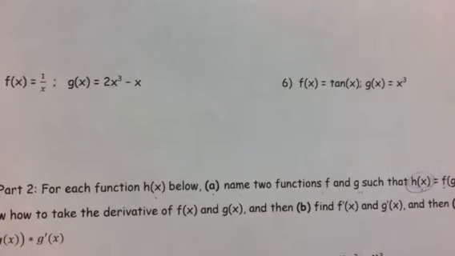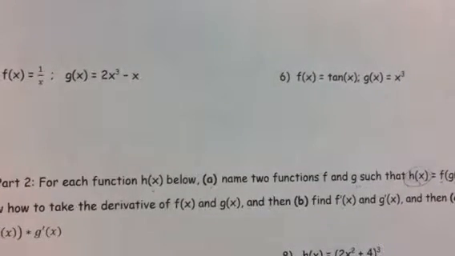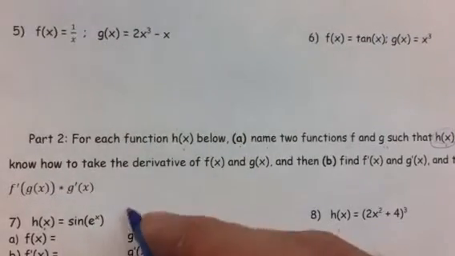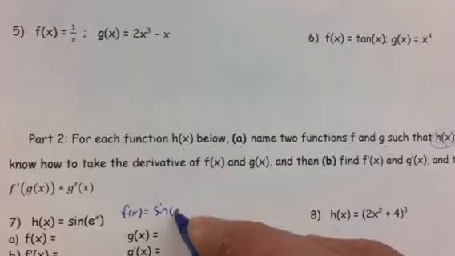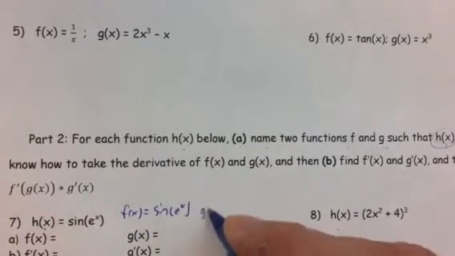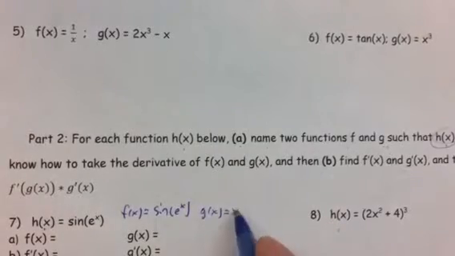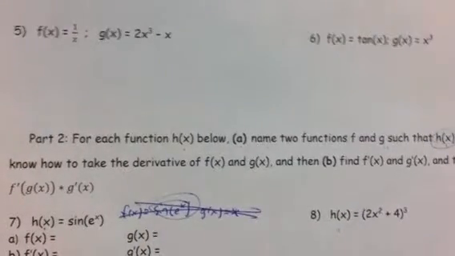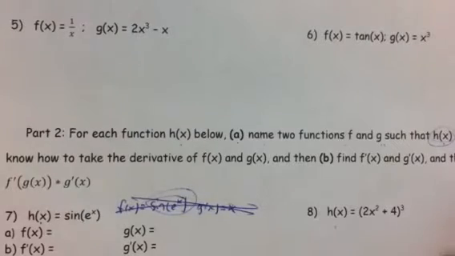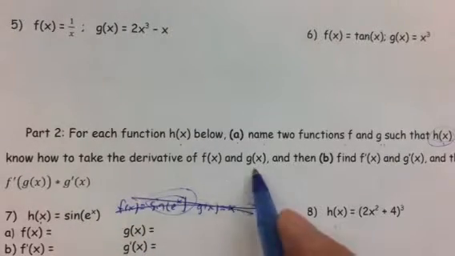And you need to know how to take the derivative of f of x and g of x. So it can't just be, the reason I put this is because you could have said, hey, f of x is sine of e to the x, and g of x is x. Well, okay, f of g of x would be this, but you don't know how to take the derivative of sine of e to the x, and so this would not be a correct solution.